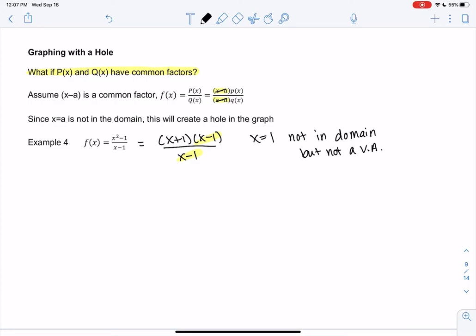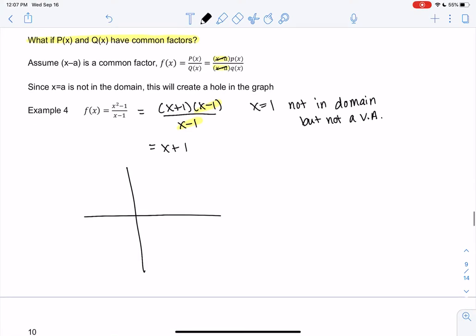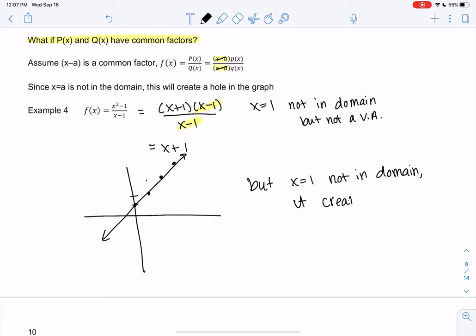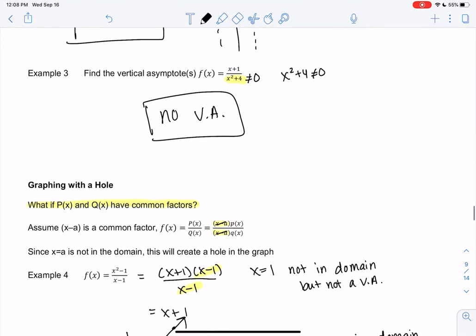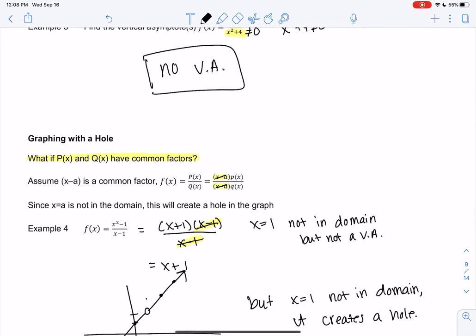So what does it do instead? This is going to be actually the graph of x plus 1. So we start at 1, we go up 1, over 1, up 1, over 1, up 1, over 1, and we get a line. But x equals 1 is not in the domain, so it creates a hole. So it looks like a line with a hole at x equals 1. So vertical asymptotes are when the denominator is equal to 0 and it doesn't cancel out. Holes are when the denominator is equal to 0, but it does cancel out. So hopefully that helps us see the difference.